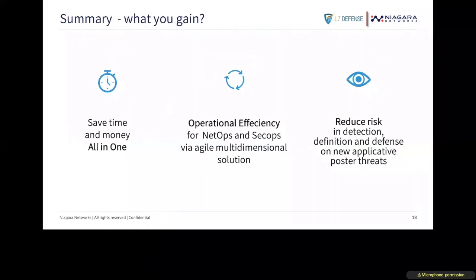Right, excellent. So, to wrap up, what are the 3 points that we can take out of this webinar? So one, all in one, save time and money in terms of deployment, and simplicity was very important. Two, operational efficiency, which is very important nowadays, because you could see collaboration of network operations and security operations is always required in order to cope with an unprecedented world of digital that is just getting more complicated. And three, reduce risk on the API layer. I think detection, definition, and defense on new applicative posture threats. This is what was really highlighted by Israel and the Layer 7 Defense solution.